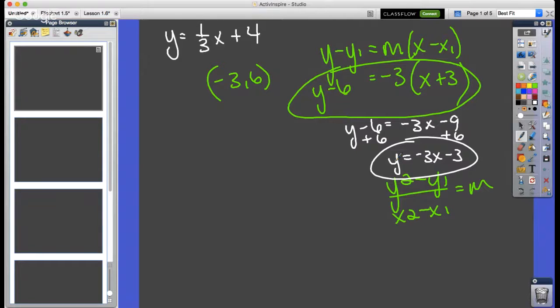Kendall, you good? For 23 and 28, or 328, because it tells you to draft the line. Yeah, you're going to have graph paper on the test. If you need graph paper, I have extras.